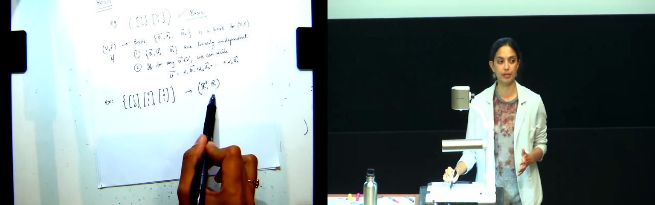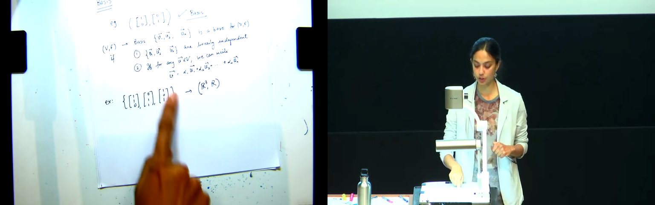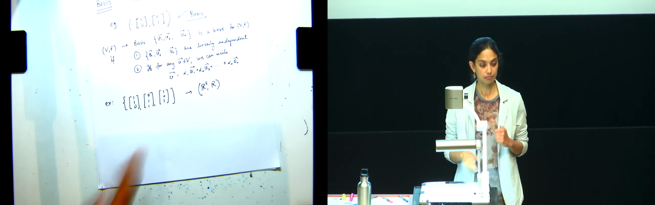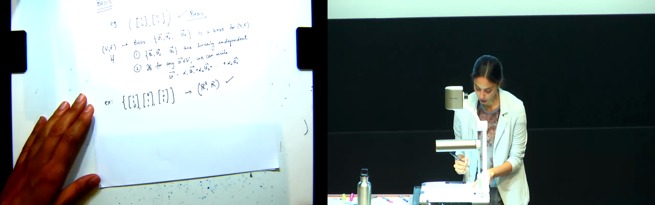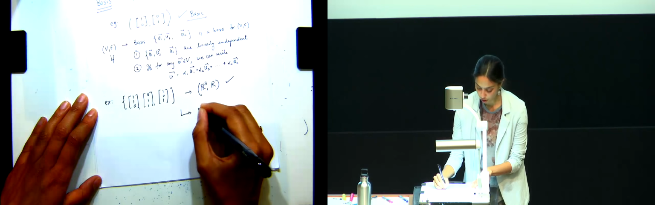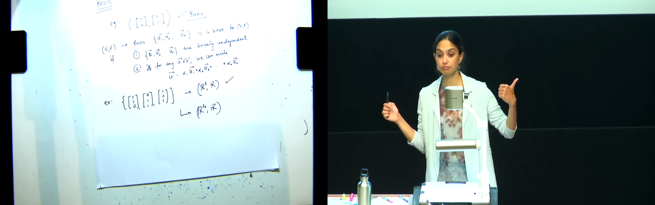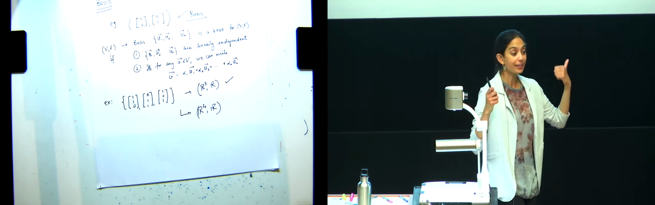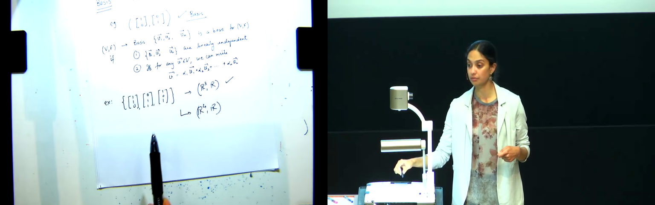So is this a basis for R3? How would you check this? Are the vectors linearly independent? Yes. And can you write any vector as a linear combination of these vectors? Right? Great. Is this a basis for R4? No, right? This is not a basis for R4. Is it a linearly independent set? Yes, but can you write any vector in R4 as a linear combination of these guys? No, right? So you have to always check both conditions.